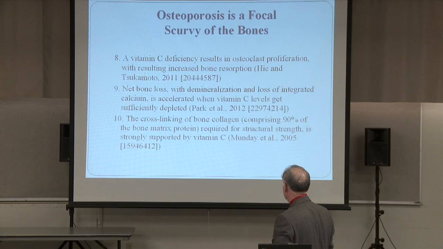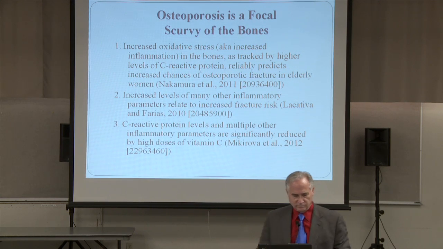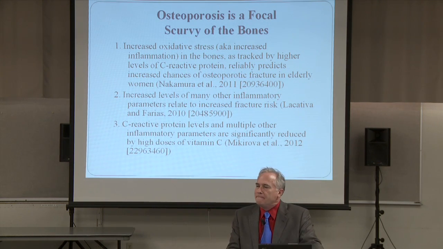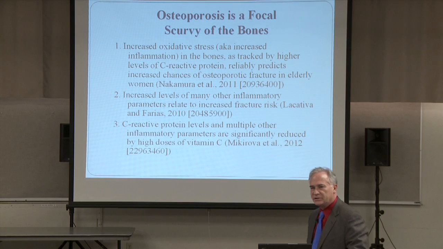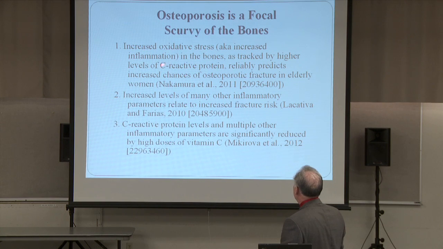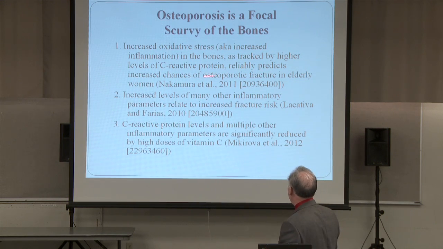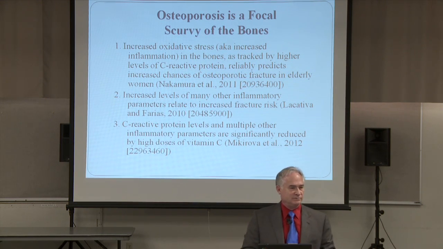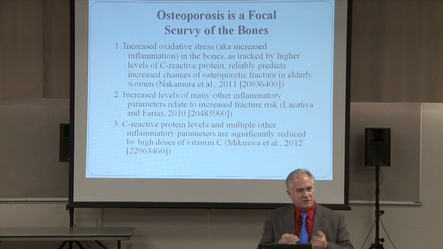Now, I'm going to sort of hammer home why I make what perhaps to some of you seems like a bold statement in saying that osteoporosis is a focal scurvy of the bones. Just a bunch of isolated tidbits, and then you could put them all together. When you have increased oxidative stress, reflected by increased C-reactive protein levels in your blood, which is a marker, you reliably predict increased chance of osteoporotic fracture. Okay? Number 2, other inflammatory parameters also relate to increased fracture risk, giving support to the first study.